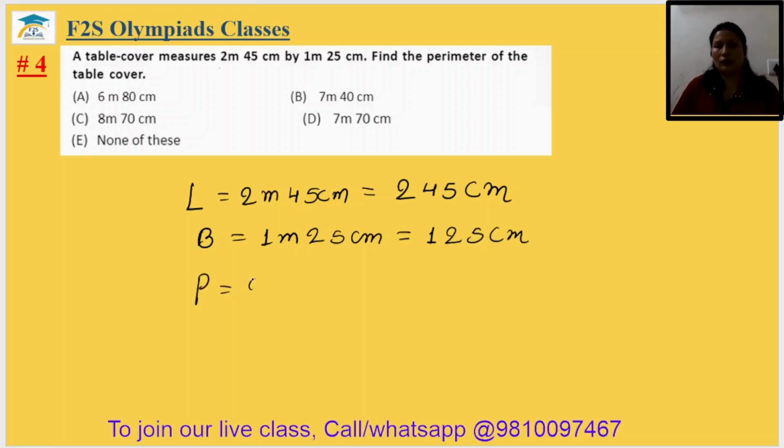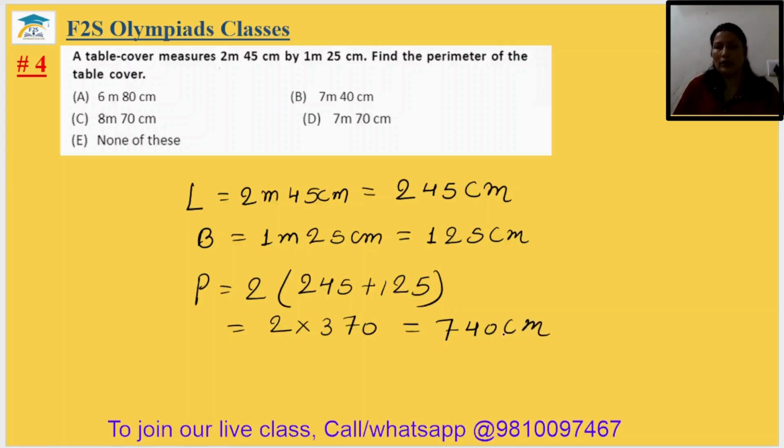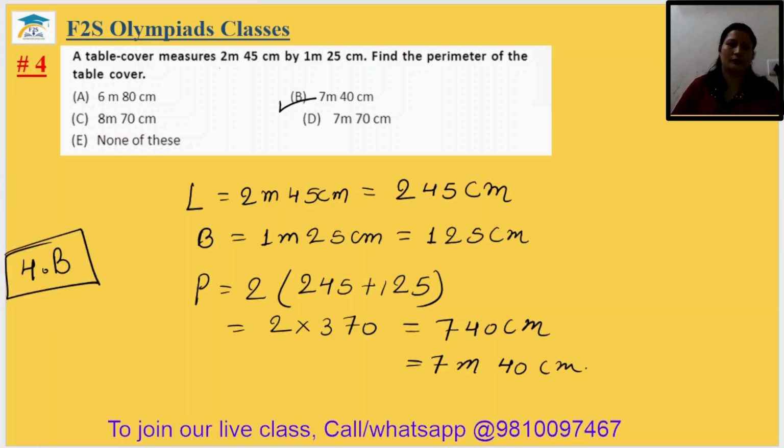Perimeter will be equal to 2 into L plus B. 245 plus 125. That is your 2 into 370. So 740 centimeter. It means 7 meter 40 centimeter. It is in option B. The fourth answer will be option B.